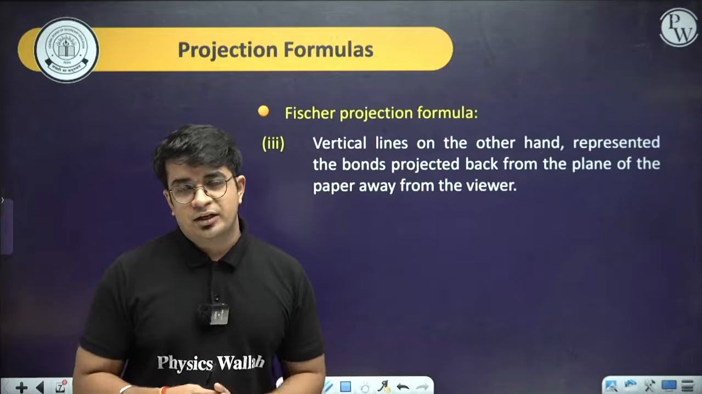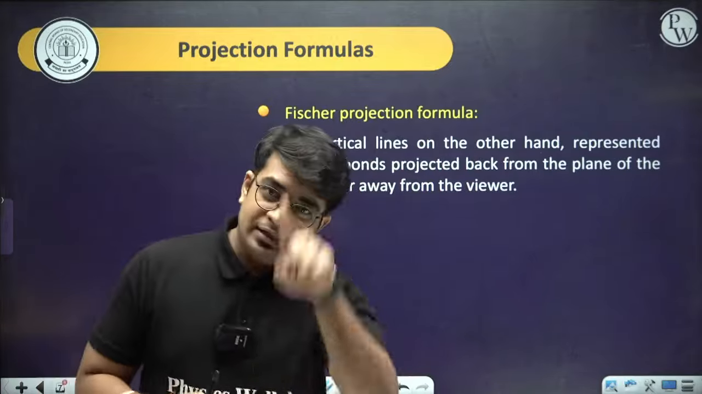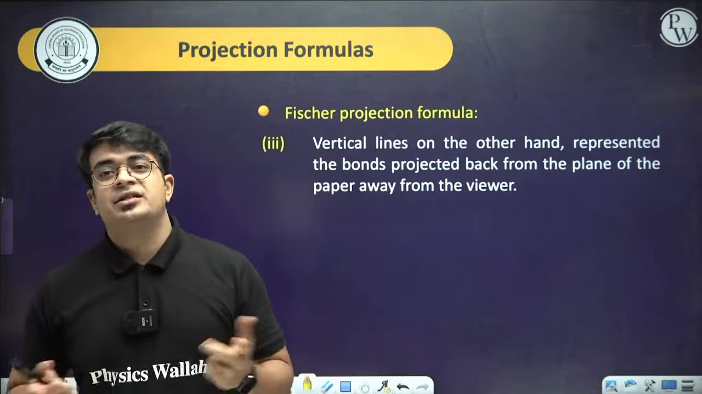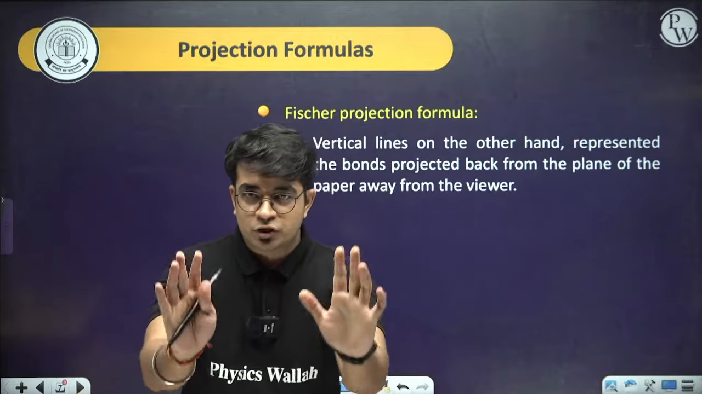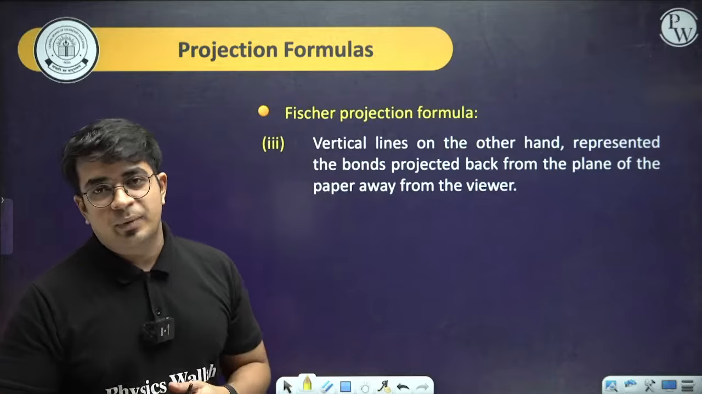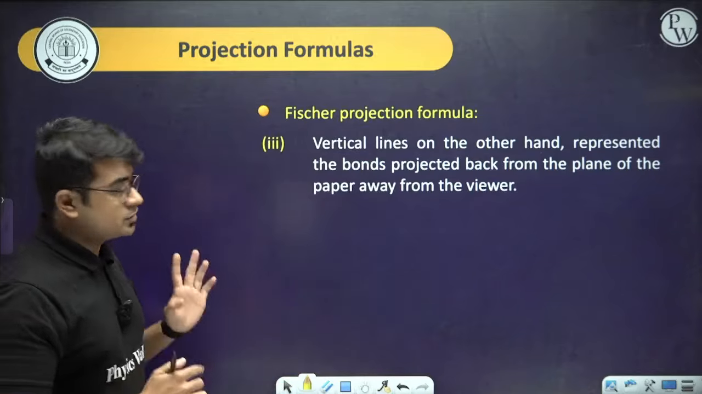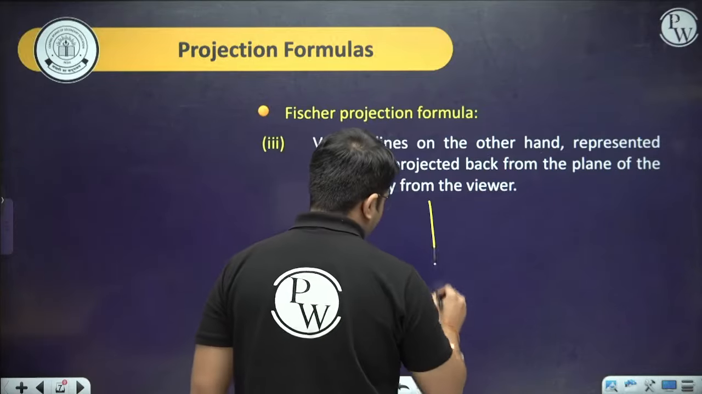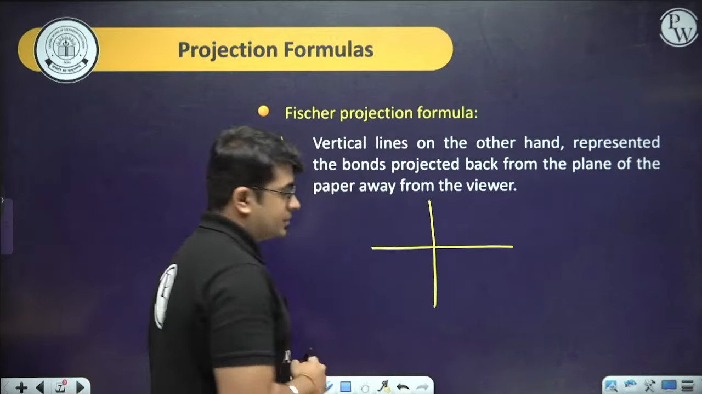So in this particular case, you are representing the entire part in the simple plane, but the meaning is different. The horizontal part is towards you and the vertical part is away from you, which is behind the plane. I hope this part is clear. So if I am representing something like that, this is the representation.